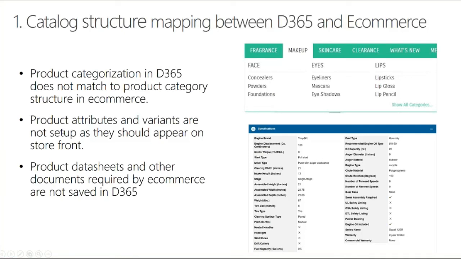So that's where we also suggest that some of your main product attributes and variants should be set up in your Dynamics, and as part of the integration, we'll bring that information across. And the same goes with any additional product information like your specifications. All of that information is not really saved in your D365, but it's still required in e-commerce. So that's where we recommend saving it in both locations.